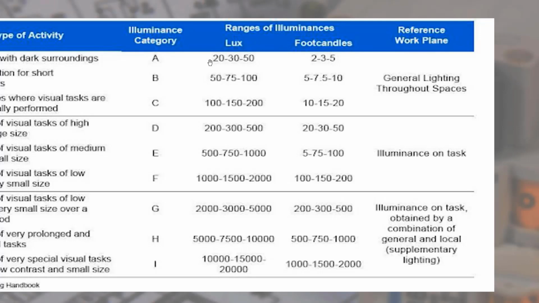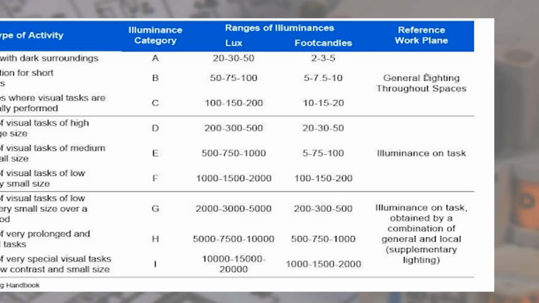So you have boundary here. We have 3 levels: 20, 30, and 50. While if you are using foot candles, it is 2, 3, and 5. For reference work plane, since we are on the part of designing, we are not familiar or we are not considering what type of furniture you use.